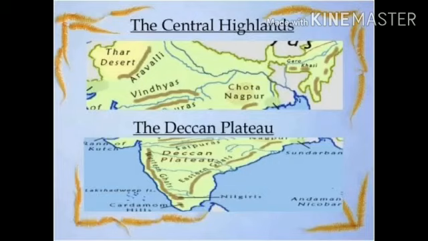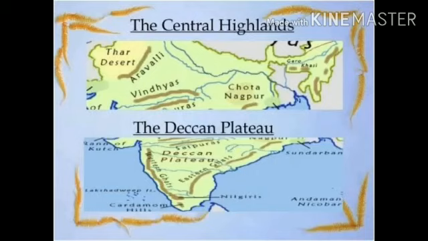Students, do you know the Central Highlands are wider in the west but narrow in the east? The eastward extensions of this plateau are locally known as the Bundelkhand and Baghelkhand. That means the Central Highlands are wider in the west but narrow in the east. Students, the Chota Nagpur Plateau marks the further eastward extension, drained by the Damodar River.